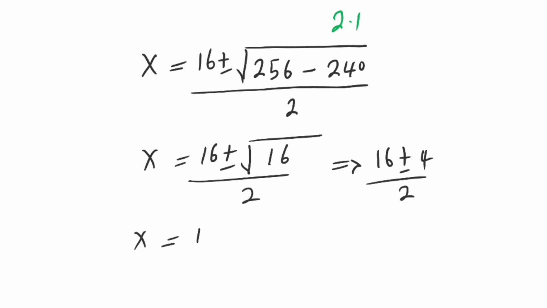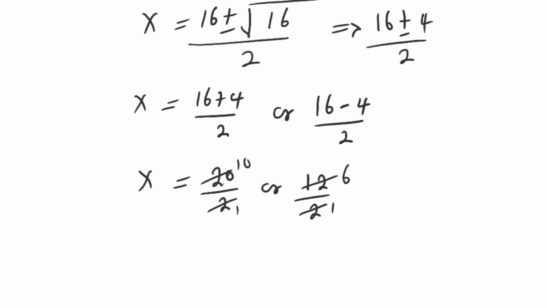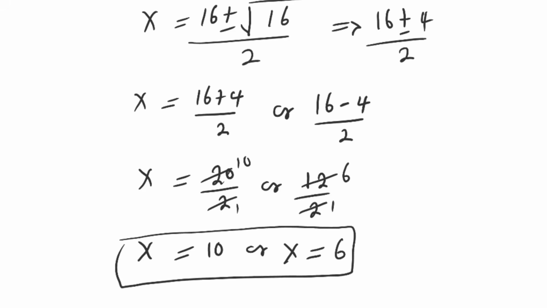x is equal to 16 plus 4 over 2 or 16 minus 4 over 2. x is equal to 20 over 2 or 12 over 2. 2 here 1, 2 here 10. 2 here 1, 2 here 6. x is equal to 10 or x is equal to 6. This is the value of x. We've gotten the value of x.